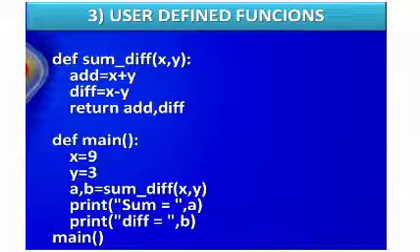The first returned value, the sum of x and y, is stored in a, and the difference is stored in b. Then we print the statement sum equals a, which means the value of x plus y, and print the difference b, which means x minus y, and then call the main method.